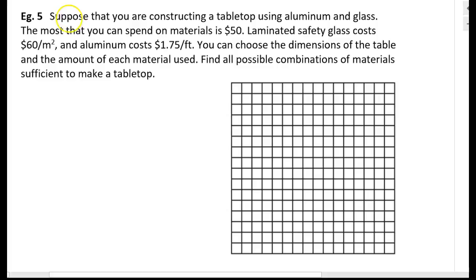It's applicable. So suppose that you are constructing a tabletop using aluminum and glass. The most you can spend on materials is $50. So I already know that I have a maximum of $50. The laminated safety glass costs $60 per meter squared. Whew, that's a lot of money. And aluminum costs $1.75 per foot. So odds are I'm going to be using more aluminum than I am glass.